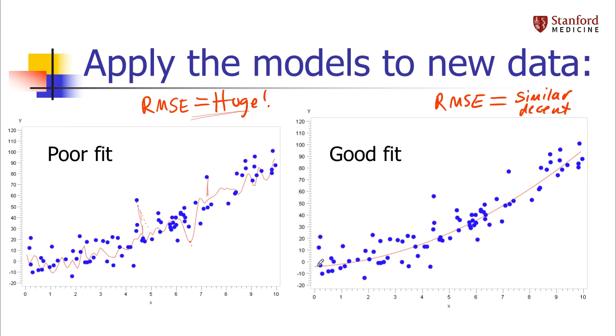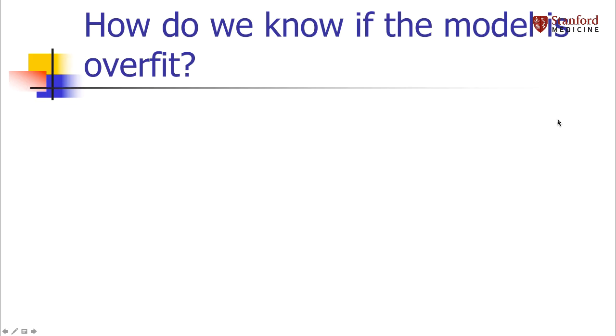However, when I take the same model, that nice curved model that I fit before, and I try to see how far are my new data points from that line, how good is the fit there, I actually get pretty good root mean squared error. It might get slightly worse than before, but it pretty much stays at a decent level because I have a good fit model. So we want to avoid the overfitting that you see on the left. How do you know if the model is overfit? So you get these measures of model performance out and they look great. How do you know if your model is overfit?